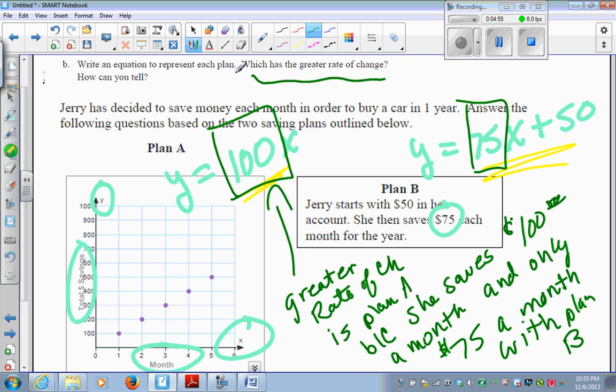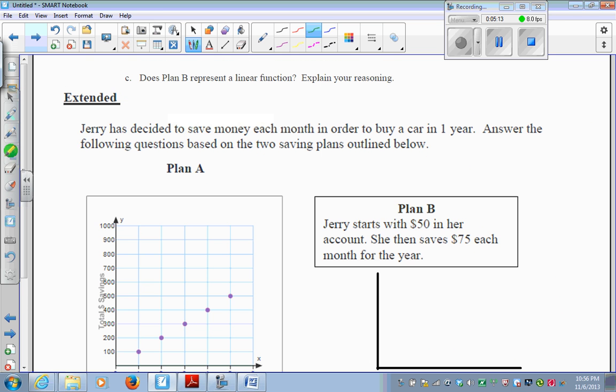equation. You got a point for correctly identifying that Plan A has a higher rate of change. But a lot of you guys forgot to say how you can tell. You needed some kind of an explanation. There's a greater rate of change in Plan A because she saves $100 a month and only $75 a month with Plan B. That would have been a great way to explain it.